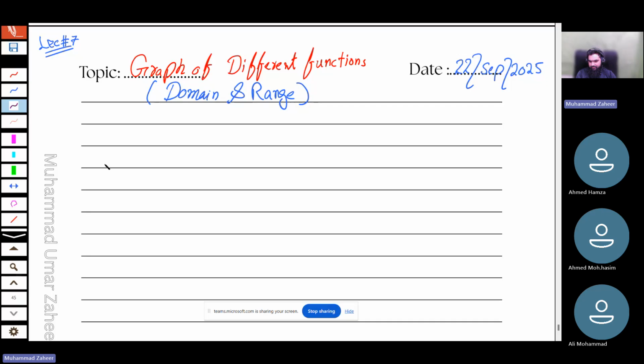What is the domain? Yes, anyone? Anyone? What is domain? Yes, Ali, Muhammad and Hamza. What is domain? The domain is the value that you enter into a function. That is suitable input values. And we have two types of domain.